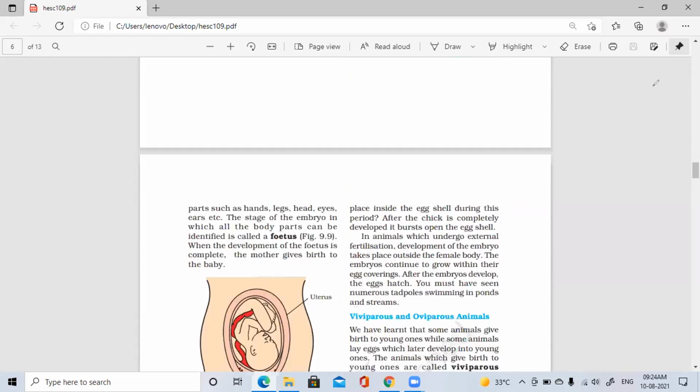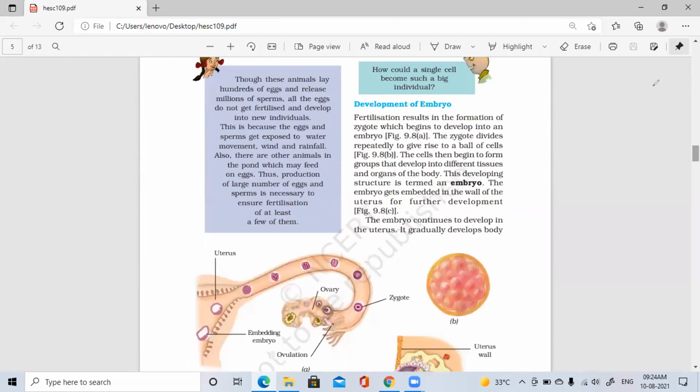Then we have the development of the embryo. Very, very important. Development of the embryo means how the growth takes place from this egg. You can see the structure, a very important structure. Here is the ovary, zygote, uterus, and that is the fallopian tube, right? Now, the ovary is releasing the egg, and this is the egg, and fertilization takes place.